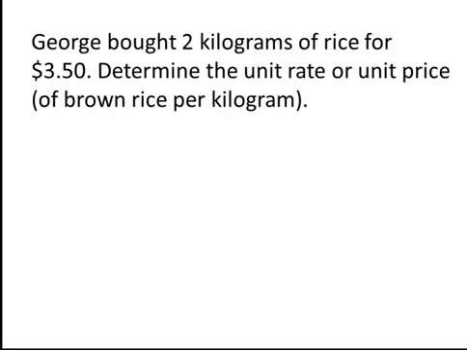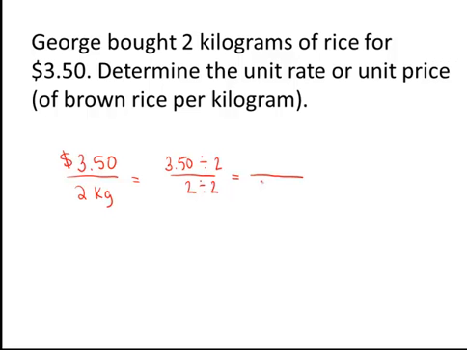George bought 2 kilograms of rice for $3.50. Determine the unit rate or unit price of brown rice per kilogram. We write the rate as a fraction with $3.50 over 2 kilograms. We divide both the $3.50 and the 2 by 2, since this will tell us the cost per 1 kilogram.